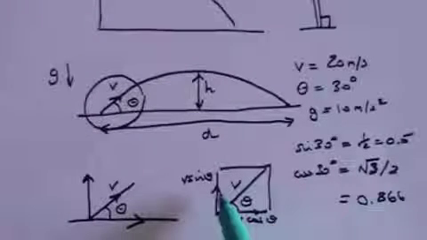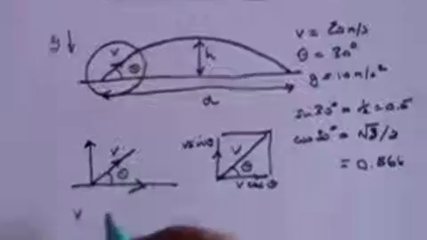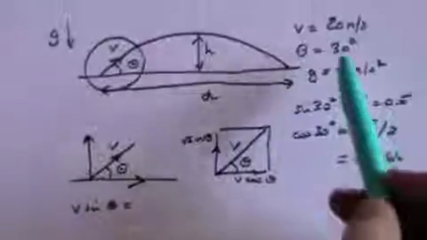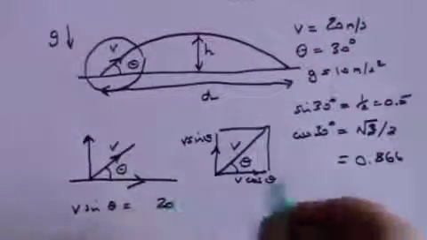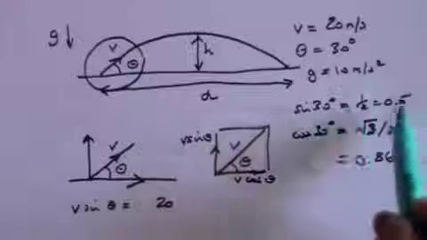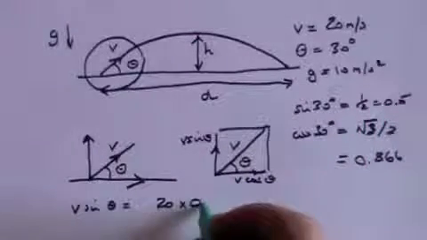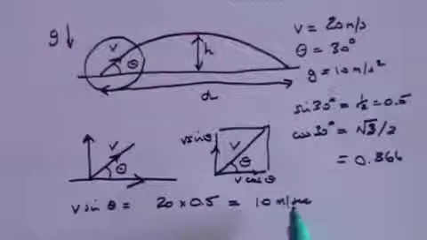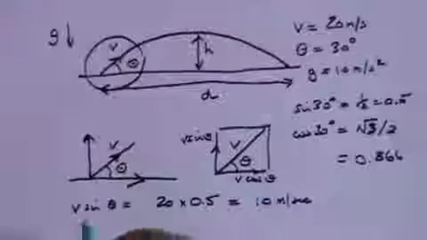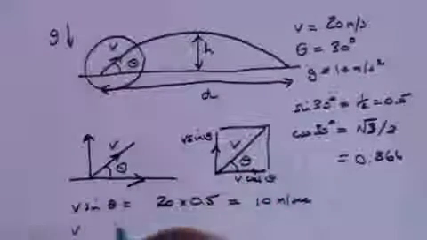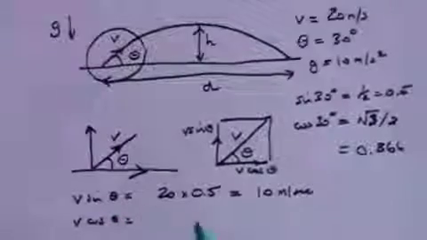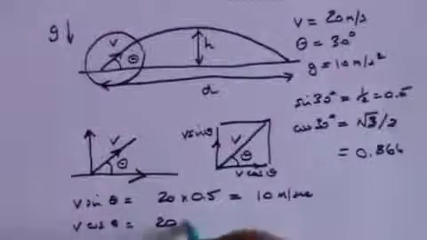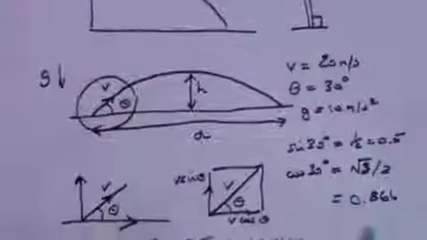So what do we know? The vertical component of the velocity is v sine theta. V sine theta is v, which is 20 meters per second, times the sine of theta, which is sine of 30, which is 0.5, and so that's 10 meters per second, and that's the vertical velocity. The horizontal velocity is v cosine theta, which is going to be v, which we said is 20 meters per second, times the cosine of theta, which is 0.866.